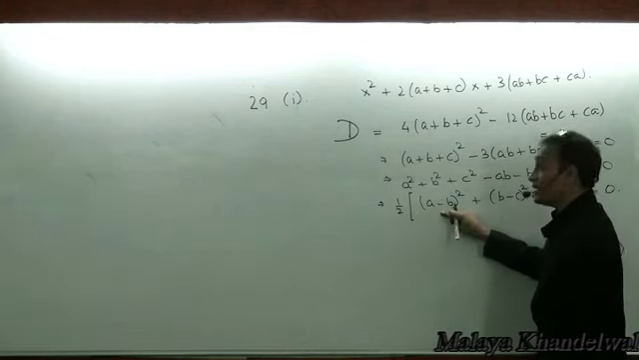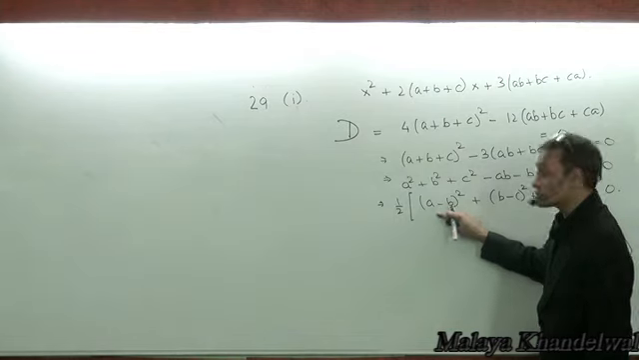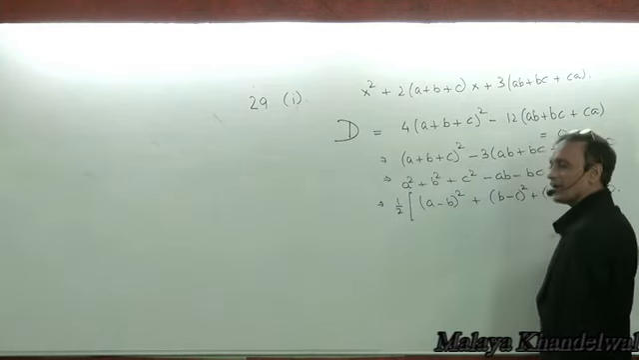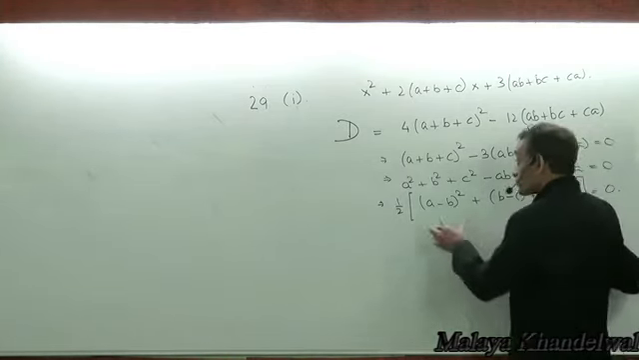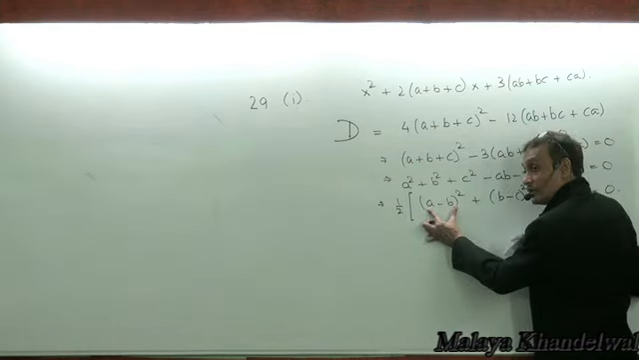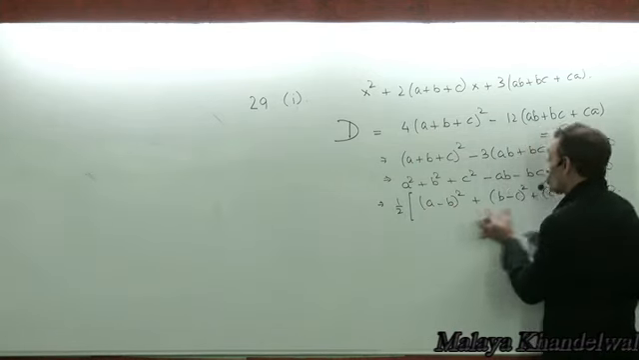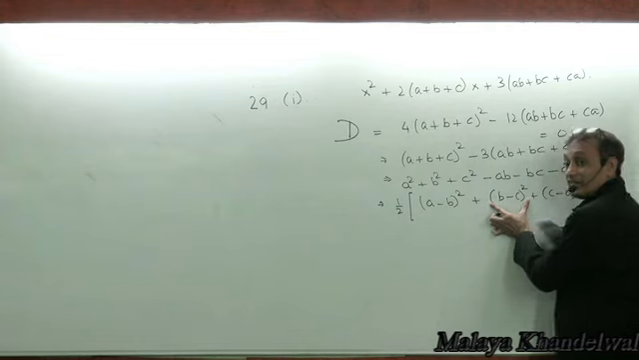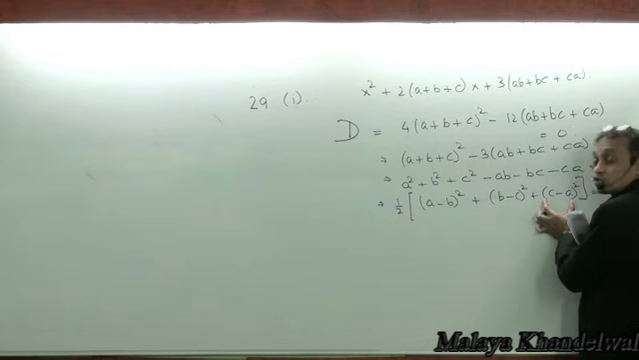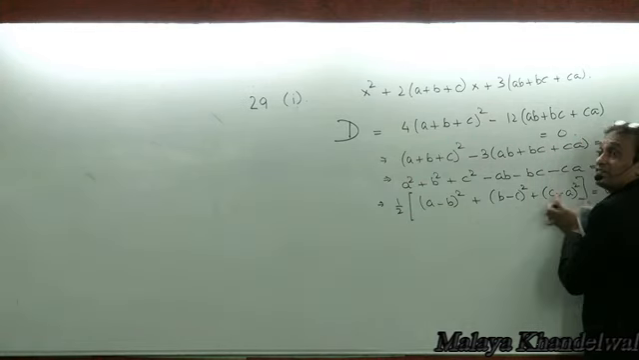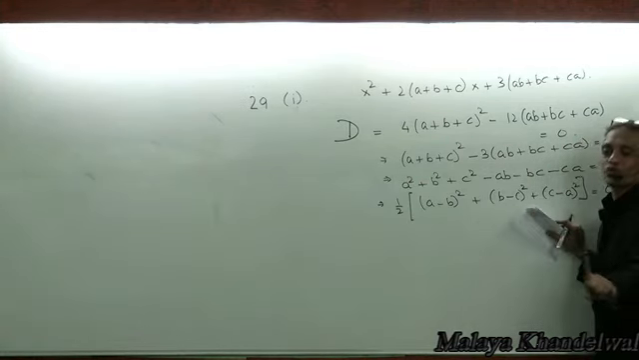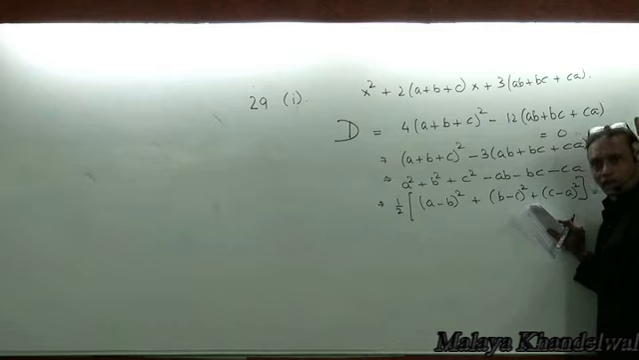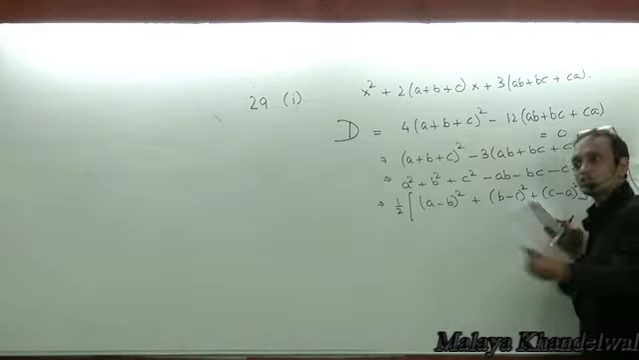Now a, b, c are real numbers. So a minus b, b minus c, c minus a will also be real numbers. So this is square of a real number which can never be negative. This is also square of a real number which can never be negative. This is also square of a real number which can never be negative. Sum of three non-negative numbers is 0 when each is 0. If you have three non-negative numbers and they add up to 0, then each must be 0.